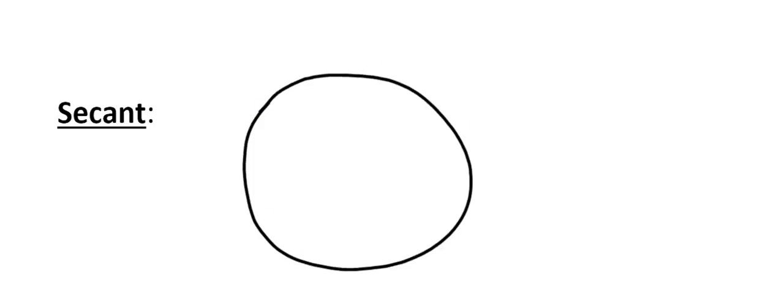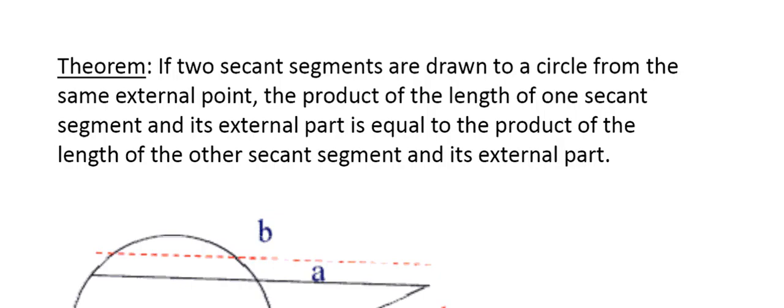A little bit of background about secants. First of all, what is it? Well, whereas the tangent line intersected the circle at exactly one point, the secant will intersect the circle exactly twice. And it can be a line or part of a line. A theorem regarding secant segments that you need to know says that if we draw two secants to a circle from the same external point, then the product of the length of one secant and its external part is equal to the product of the length of the second secant and its external part.